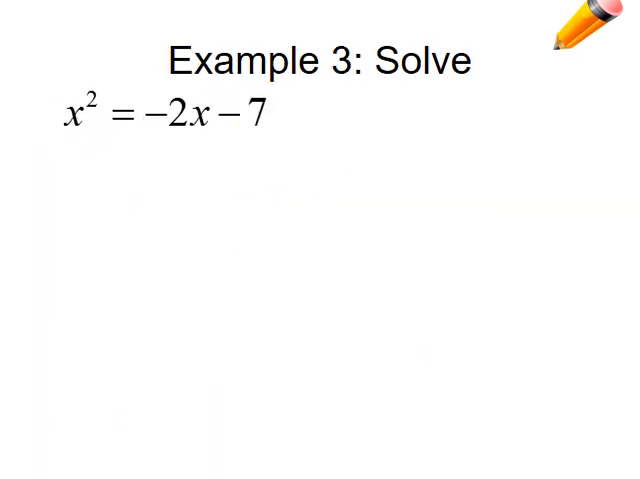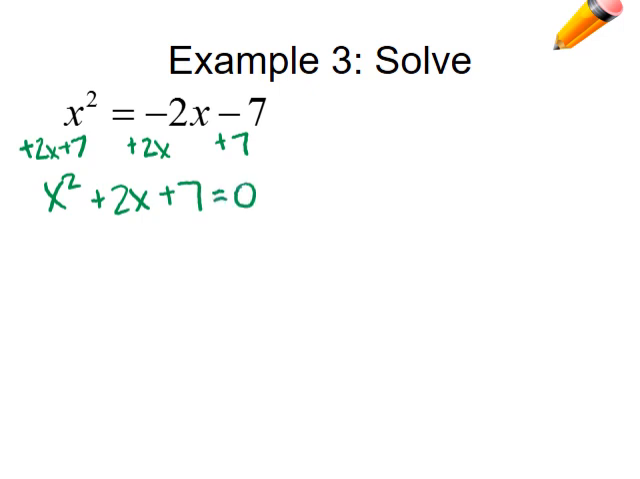Let's approach one more example. You'll notice in this one that I don't have it equal to 0, and I have my terms mixed up. So my first goal is to move everything to the one side and write it in standard form. I'm going to start off by adding 2x and adding 7 to the left side. That leaves me with an x squared, a 2x, and a plus 7. Now it's all equal to 0.